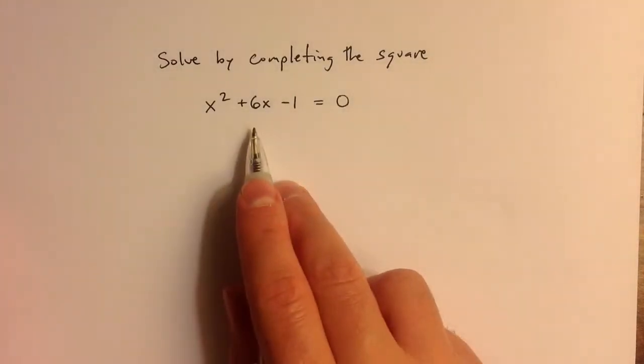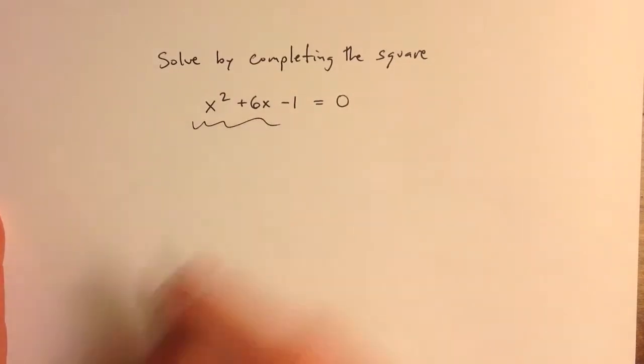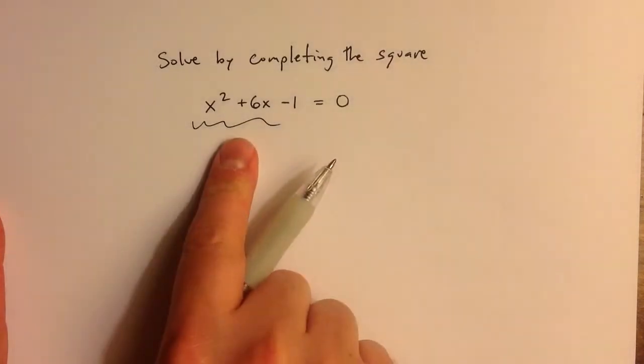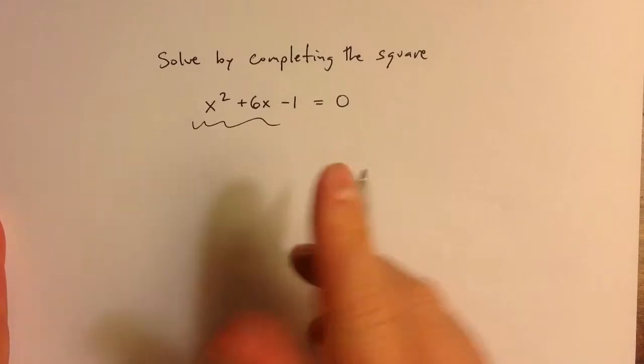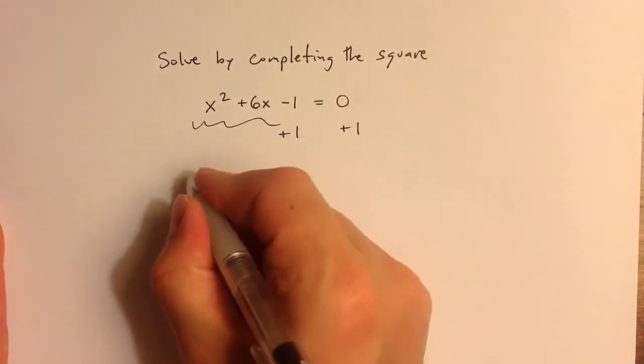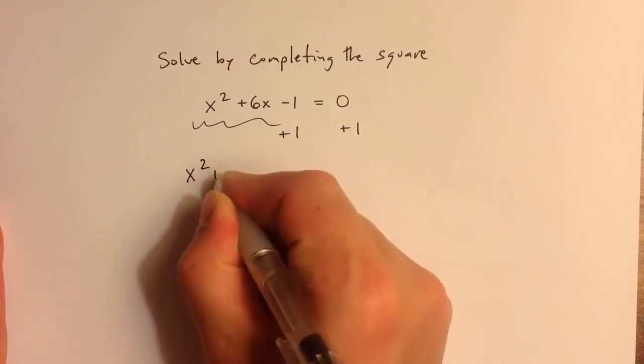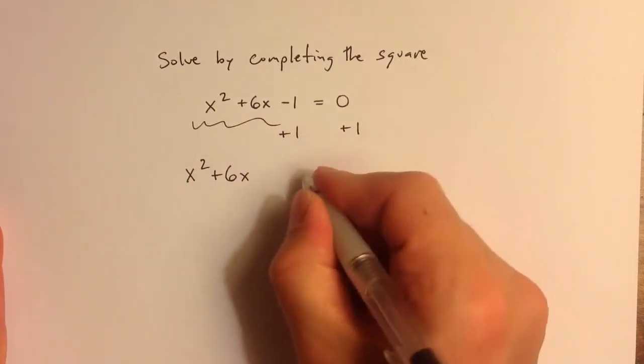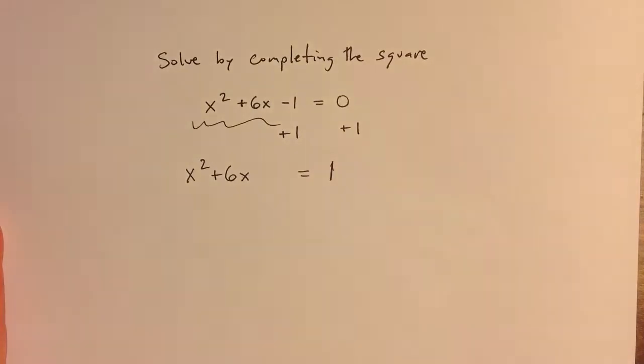Let's solve this equation by completing the square. To complete the square, I'd like to turn one side, the left-hand side, I suppose, into a perfect square trinomial. To do that, I'm going to first move the constant term to the other side. So I get x squared plus 6x. If I add 1 to both sides, I get a positive 1 on the right side.